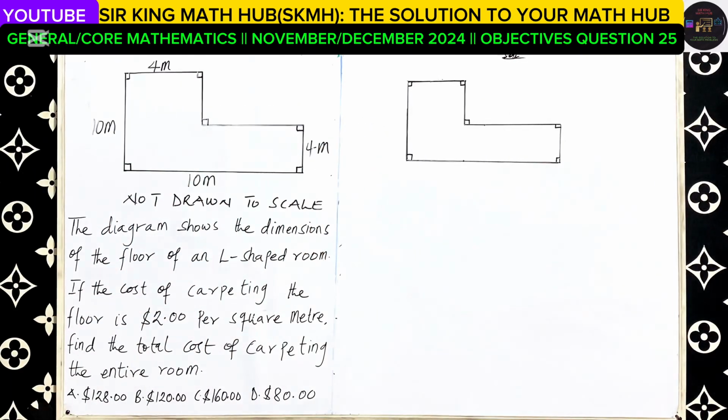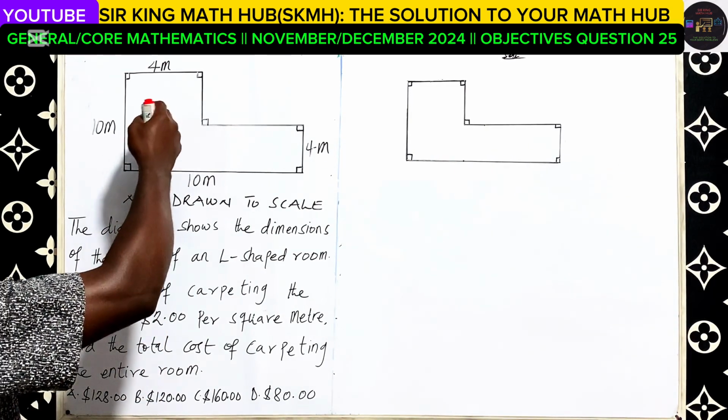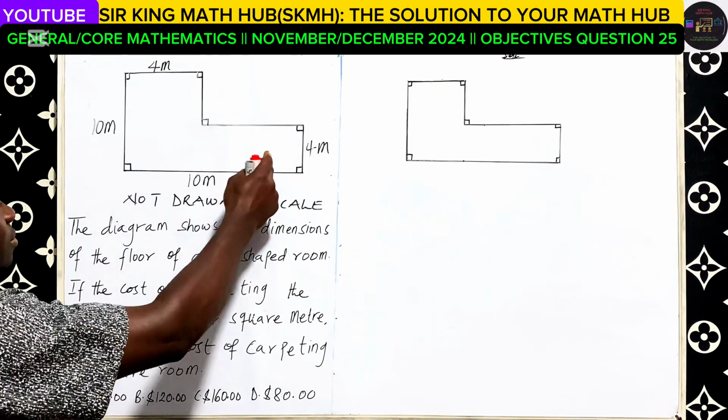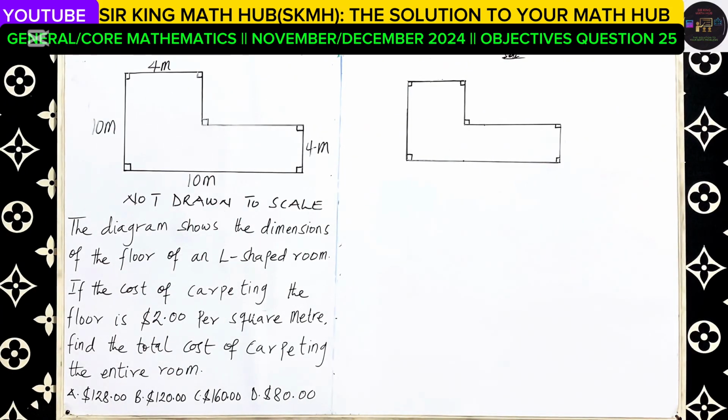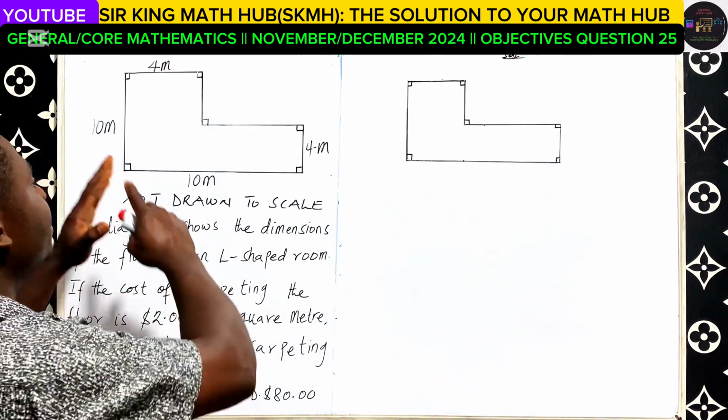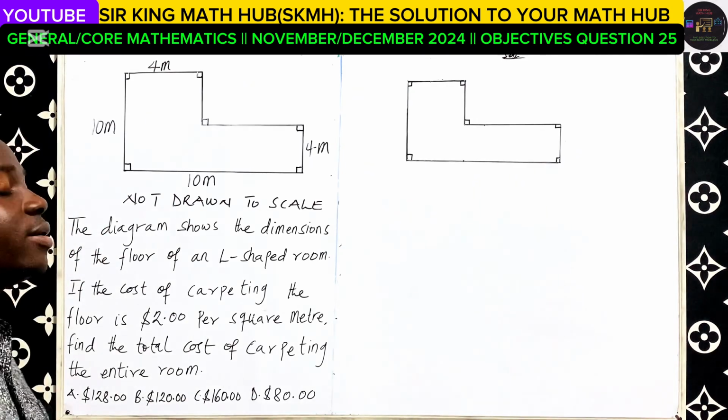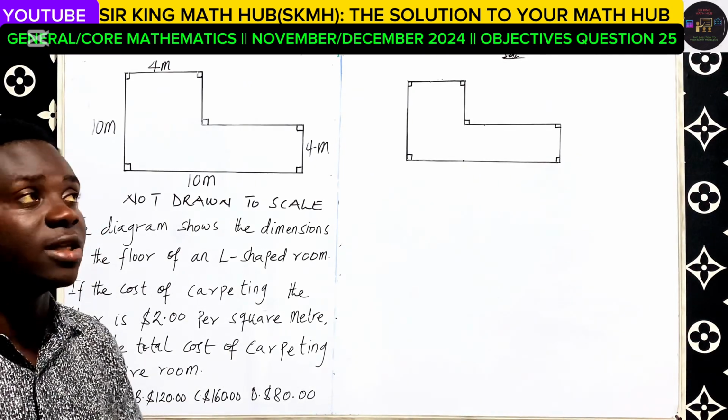Let's look at this past question on general mathematics, November-December 2024. It is objective question number 25. There is a diagram which shows the dimensions of the floor of an L-shaped room. That is the floor of the room, in the shape of the alphabet L. If the cost of carpeting the floor is $2 per square meter, we have to find the total cost of carpeting the entire room. Our goal is to find the total cost, knowing that every 1 meter square comes at a cost of $2.